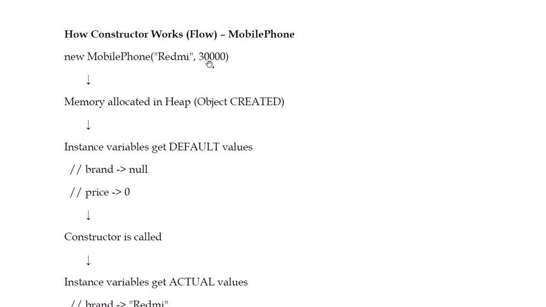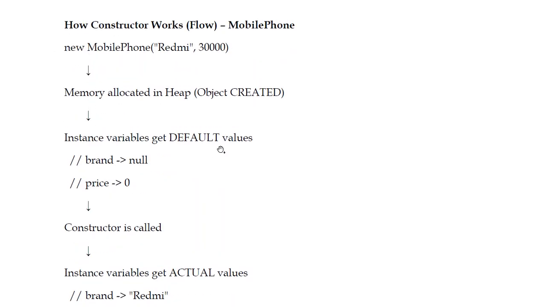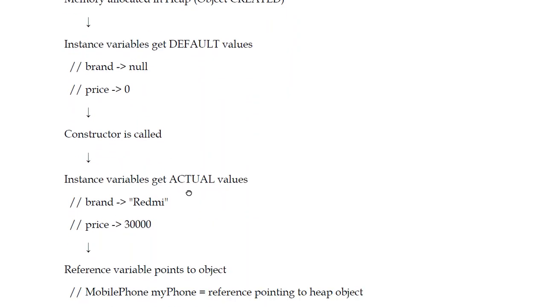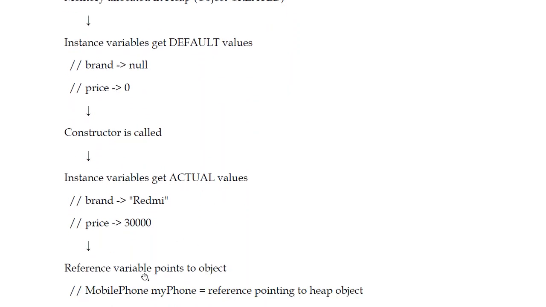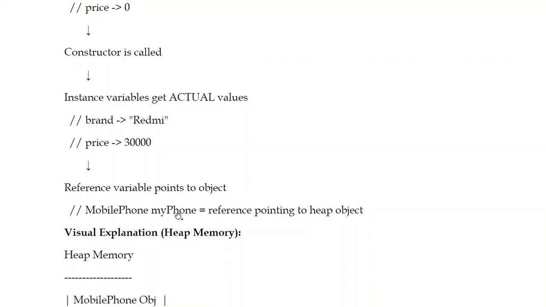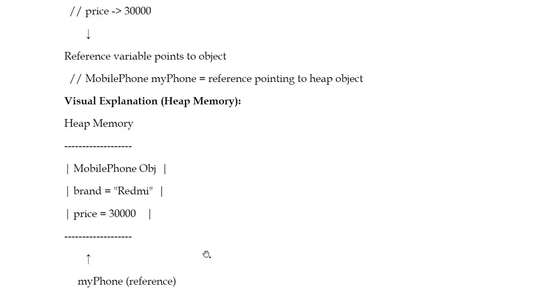Okay, this is the clear representation. New MobilePhone of Redmi 30,000 means memory is allocated in the heap area for this object. Next, instance variables get default values. The constructor is called. Instance variables get actual values. After that, myPhone refers to this heap object.